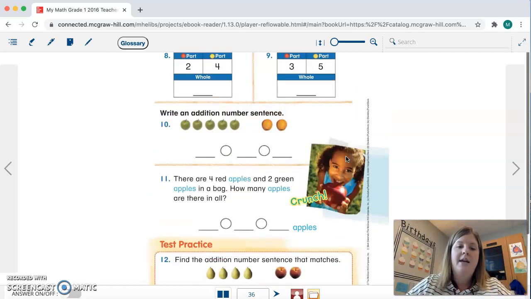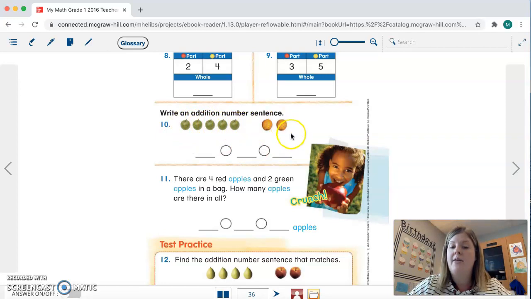Down here on number 10, you have some green apples. You're going to count how many green apples you have and put on this line. You're going to put a plus right here. And then you're going to count how many oranges. You're going to put it on this line. You're going to put an equal sign right here. And then you're going to count all of your fruit together and put it on this line right here.